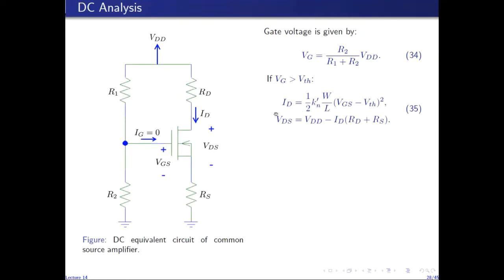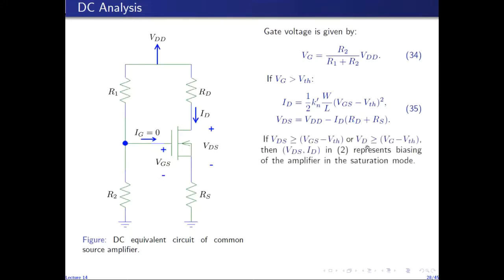If it is, then assuming that the transistor is in saturation, you'll find the bias point, the output drain current and drain to source voltage. Again, for simplicity, I have ignored the channel length modulation here, and you will analyze VDS or VD. If VDS comes out to be greater than VGS minus V threshold, or if VD comes out to be greater than VG minus V threshold, then this is indeed the bias point. The transistor is indeed in saturation.